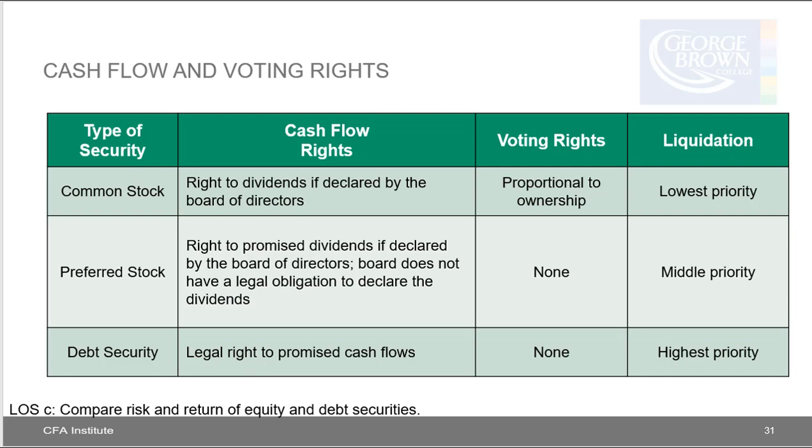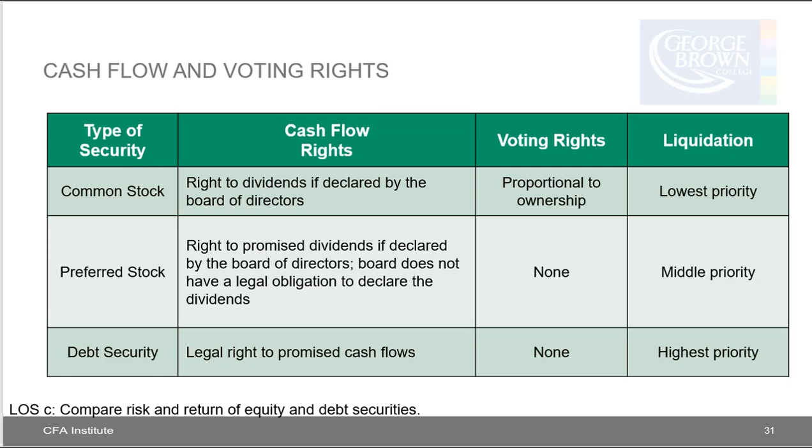Now, if it's a non-cumulative dividend, if the board of directors does not declare the dividend and doesn't pay it, then the next time they go to pay a dividend with a non-cumulative, they have no legal obligation to pay back a missed dividend. The important thing to understand is preferred stock has no voting rights, and in terms of liquidation, it's a middle priority. It falls in between debt and common shares.